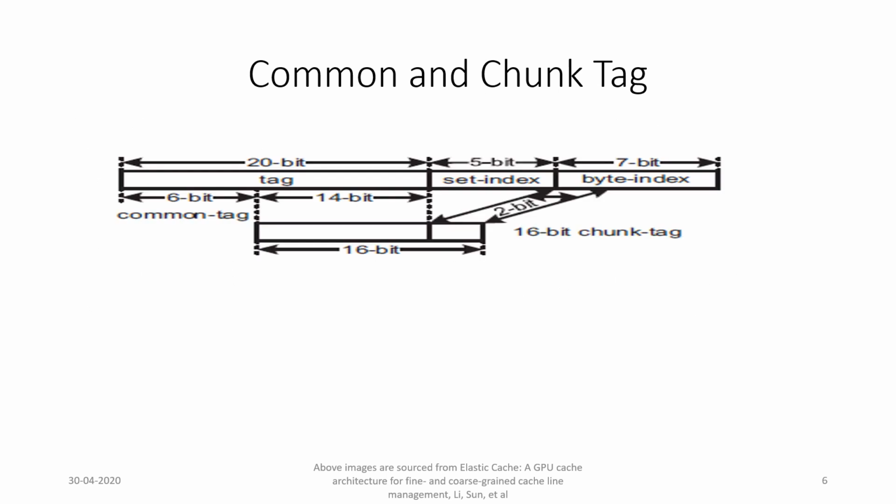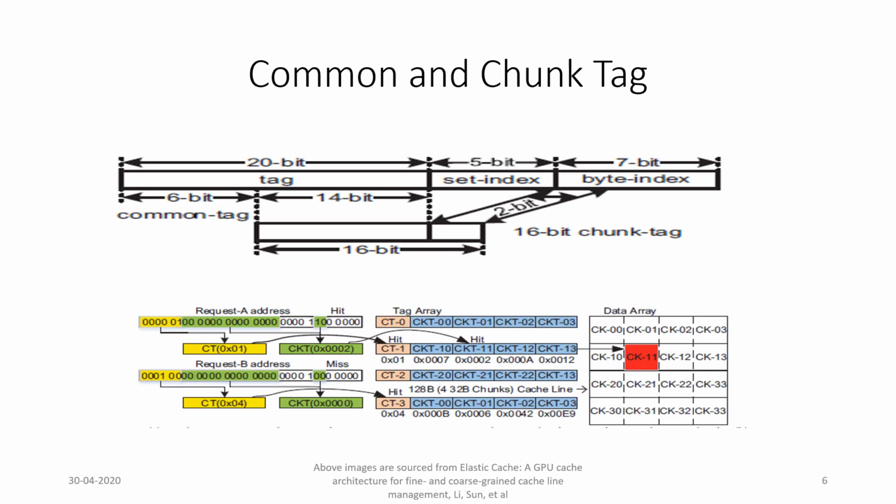So if we have a 32-bit address, we keep the uppermost 6 bits as the common tag, and we create a chunk tag out of the address. We take the lower 14 bits of the 20-bit tag and 2 upper bits of the 7-bit byte index, because it's a 128-byte cache line, and we create a 16-bit chunk tag. We can see in a single cache line we have 4 sectors, and each sector has an associated chunk tag and a single common tag.